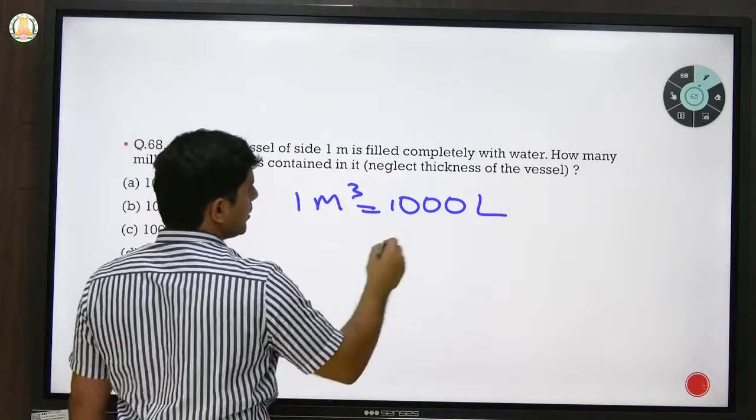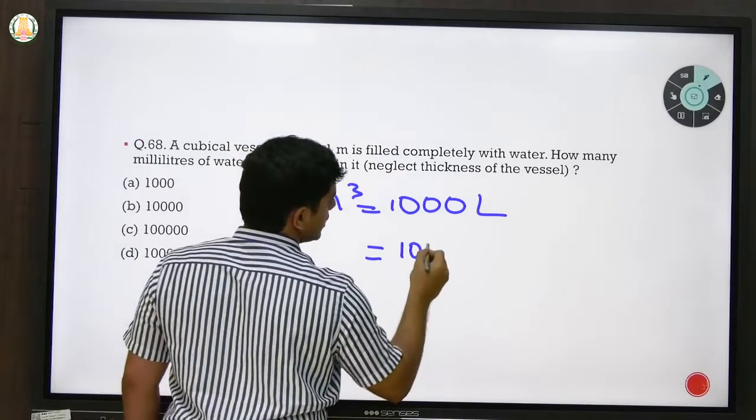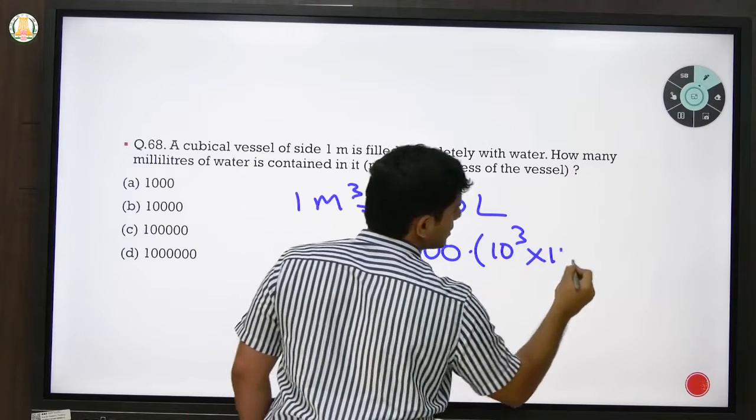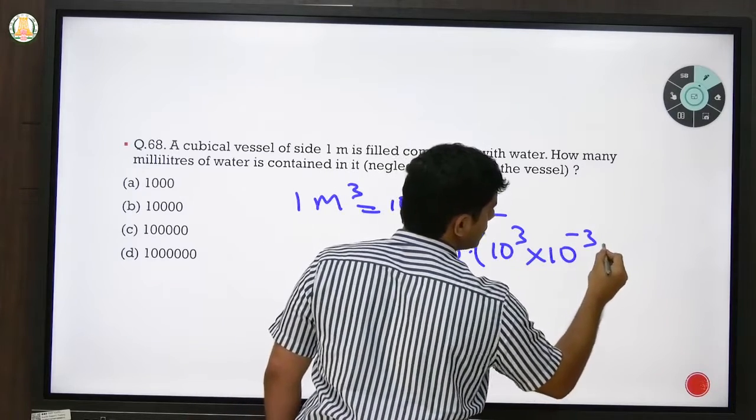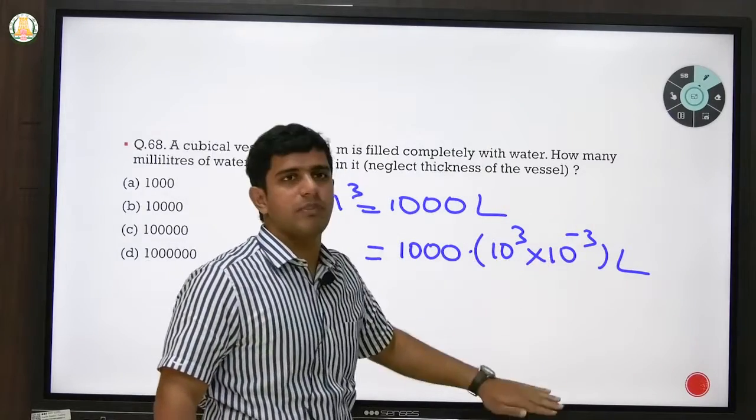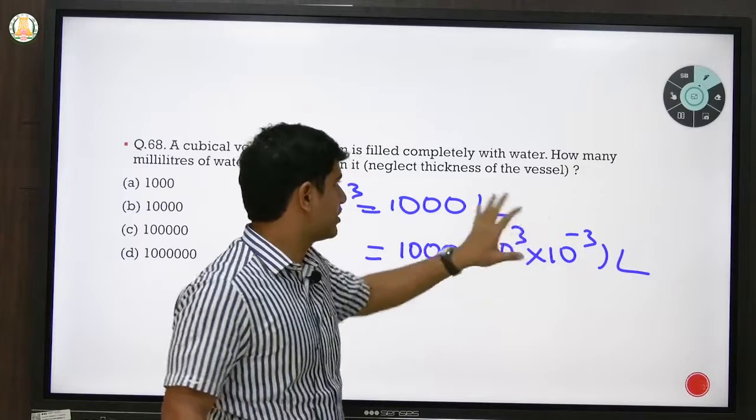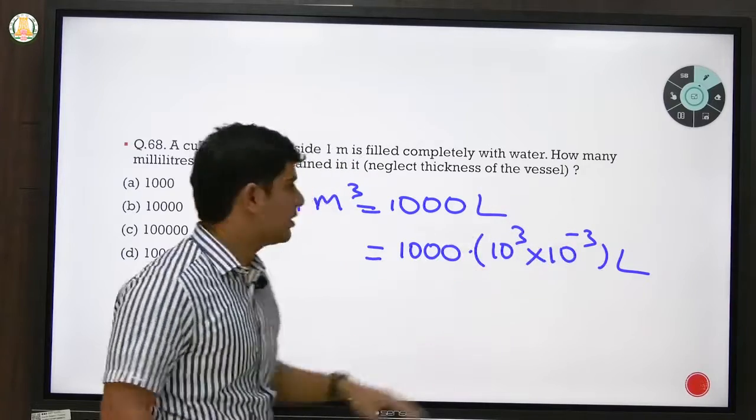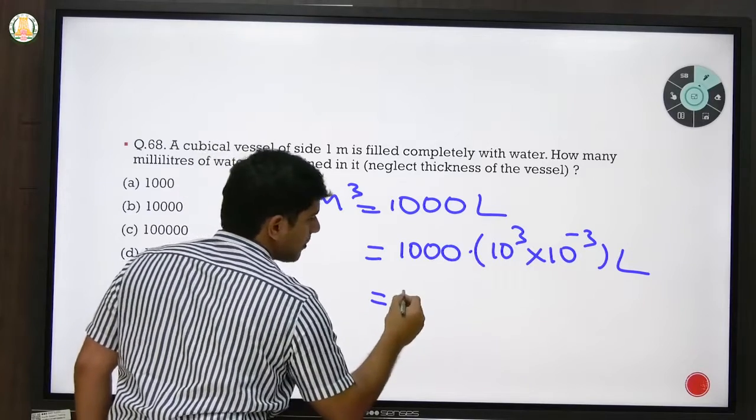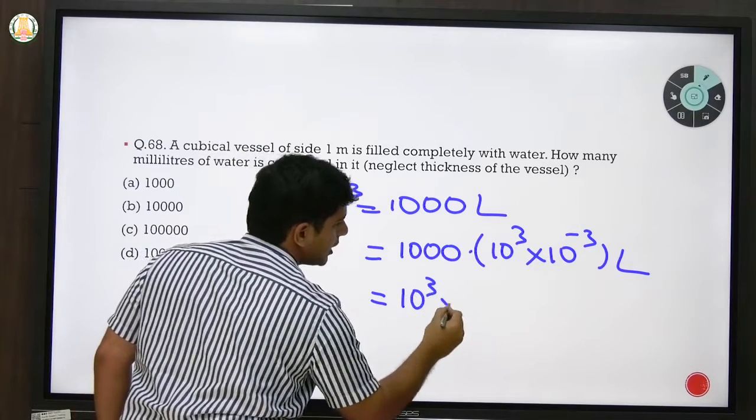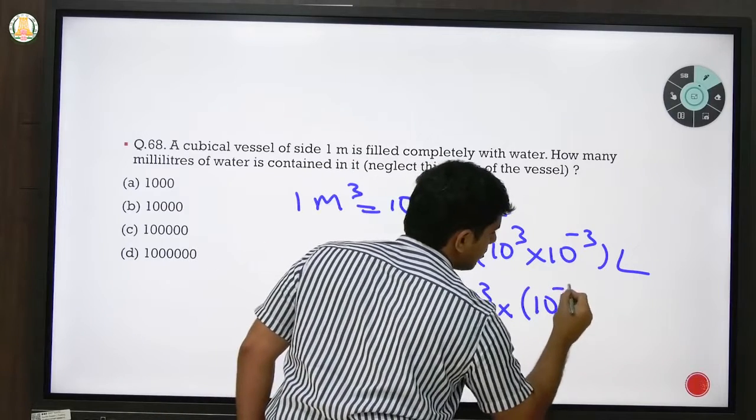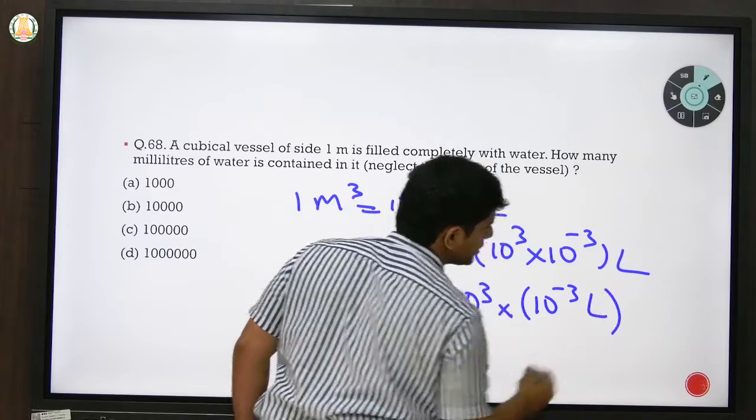Okay, now we can write this as 10,000 into 10 cube into 10 power minus 3 liters. 10 cube is 1000, 10 power minus 3 is 1 by 1000. So this is basically 1 only, same. So here you take this here. This is already 10 cube, this is 10 cube. So this is 10 cube into 10 cube into 10 power minus 3 liters.